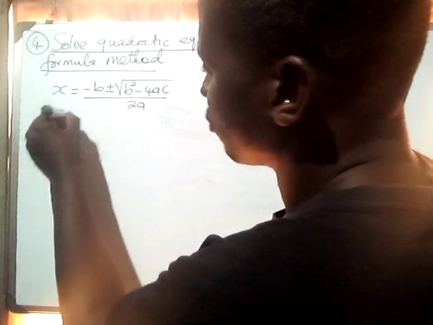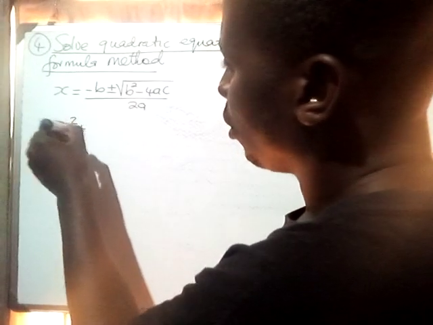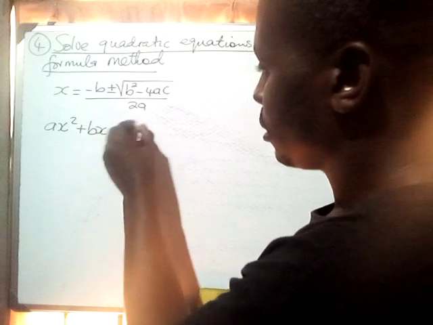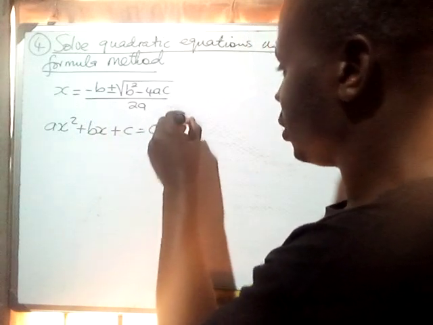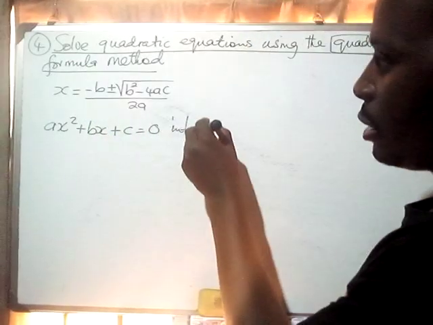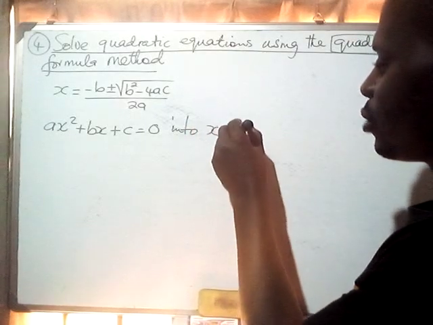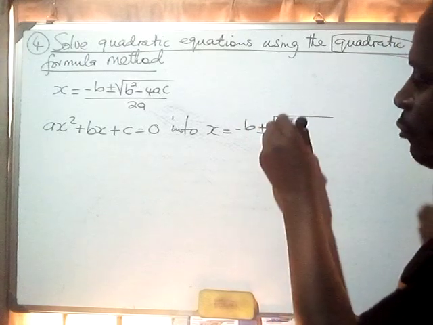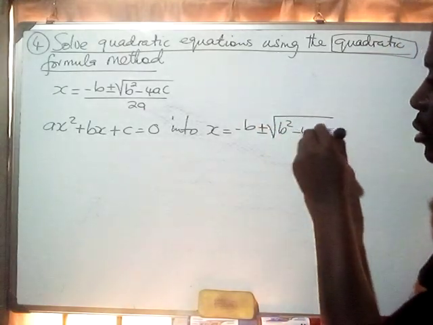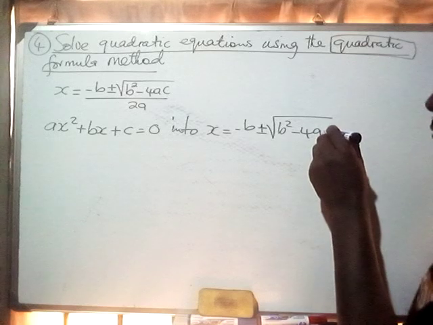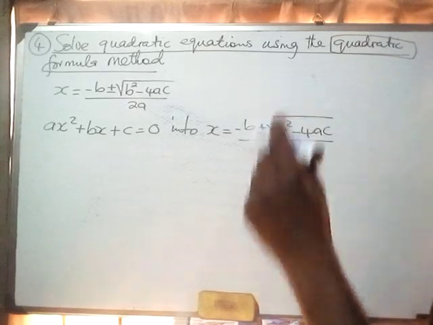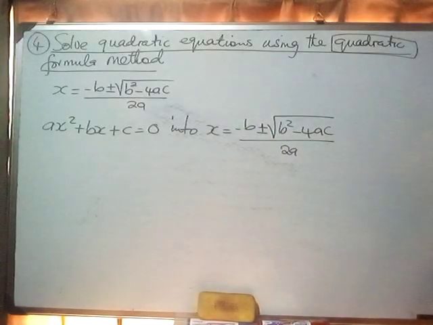We were deriving this quadratic expression or quadratic equation. We derived it into x is equal to negative b plus or minus the root of b squared minus 4ac, then everything over 2a. This is what we just derived it into.